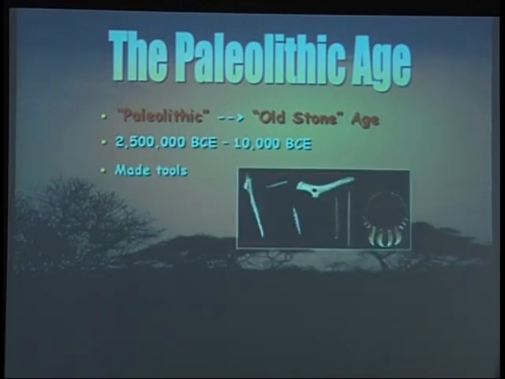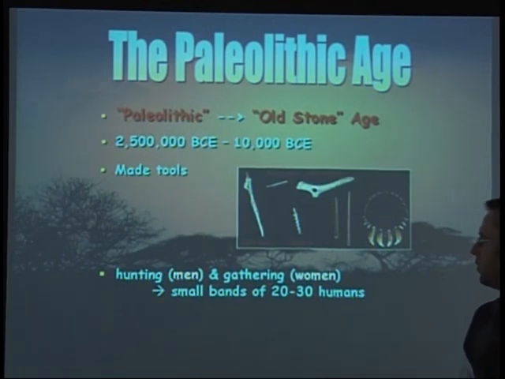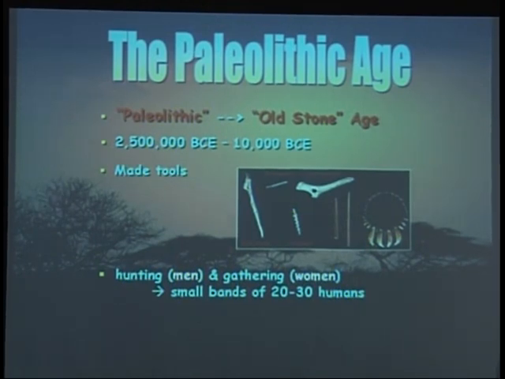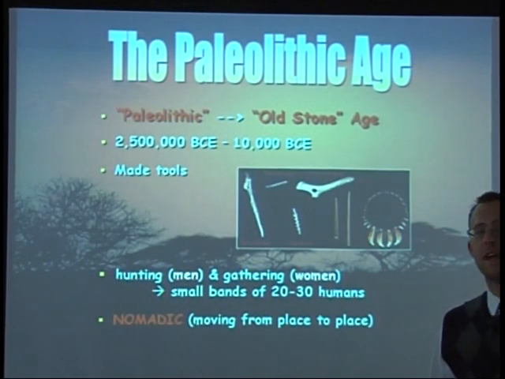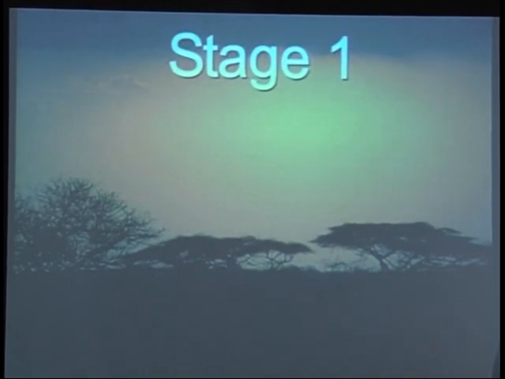Paleolithic man made simple tools, usually out of animal bones. They hunted. It was the men's job to hunt, while the women gathered primarily. And they were usually in small bands of 20 to 30 humans, and a band usually consisted of tight-knit family members. They were also very nomadic. They moved from place to place, and they followed the animals which provided them their sources of food and materials.